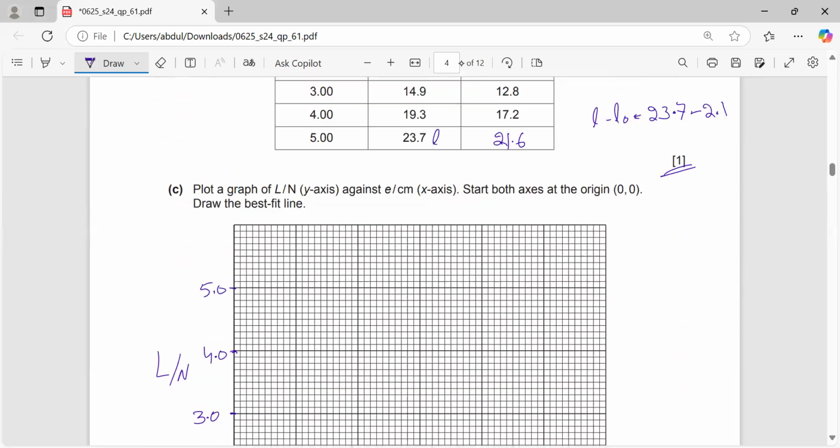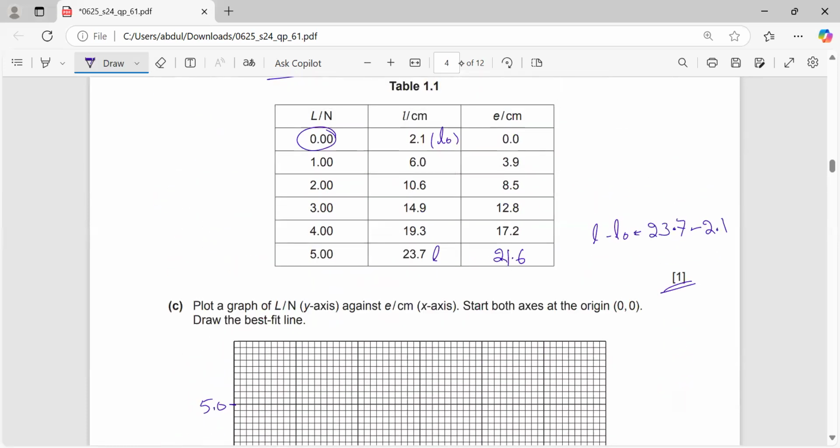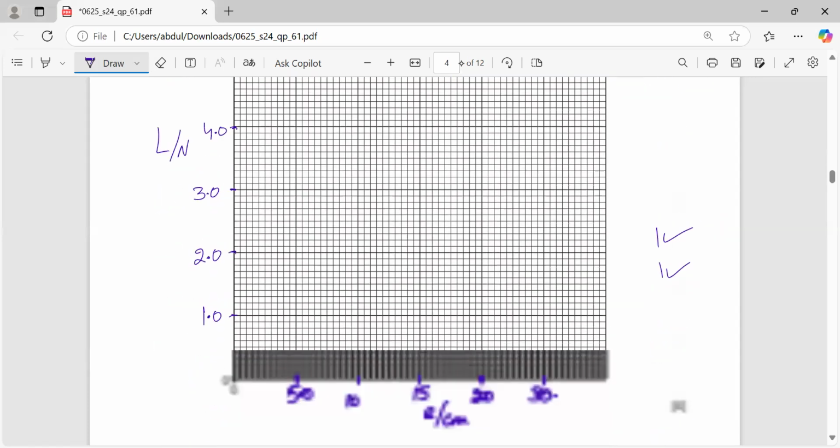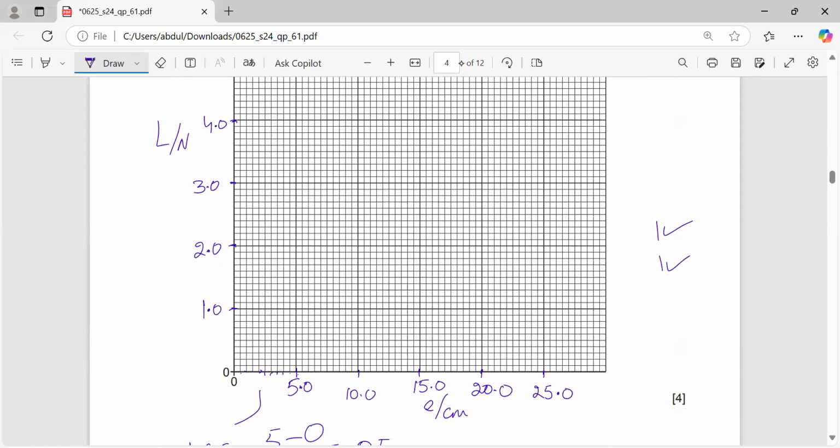Okay. So when the force is 1 newton, extension is 3.9. So 1 newton and 3.9. See, this is 1. 2 boxes equal 1. This is equal to 2. This is equal to 3. This is equal to 4. Just a little bit ahead of it. So this is the first point.